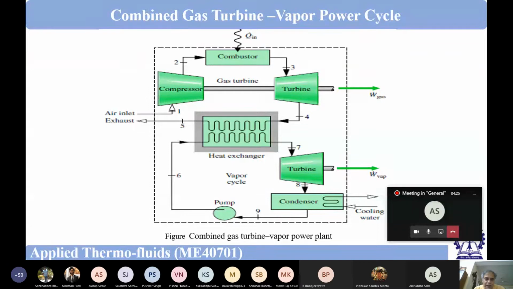Now, two basic cycles, your Brayton cycle and Rankine cycle, have been combined. And when we go for a combined cycle power plant, generally we do not do much modification in the cycle, but sometimes some modifications are done. That means in the gas turbine side, we can have intercooling, we can have reheating, and in the steam turbine side, we can have regenerative feed heating. So these types of modifications can be there.